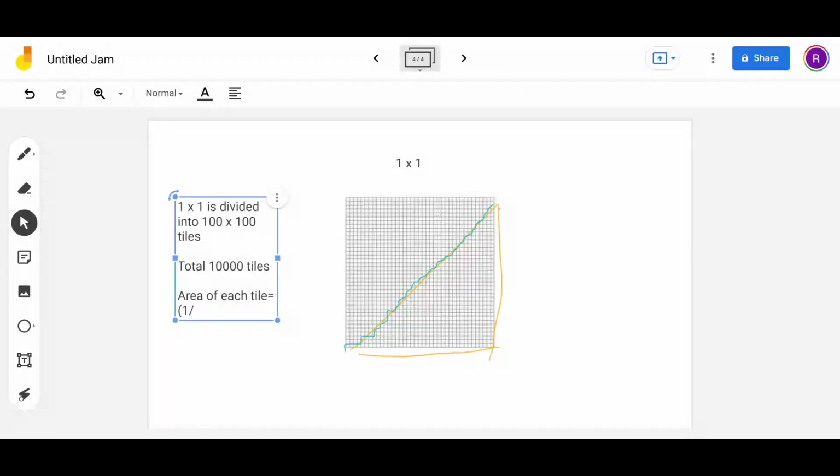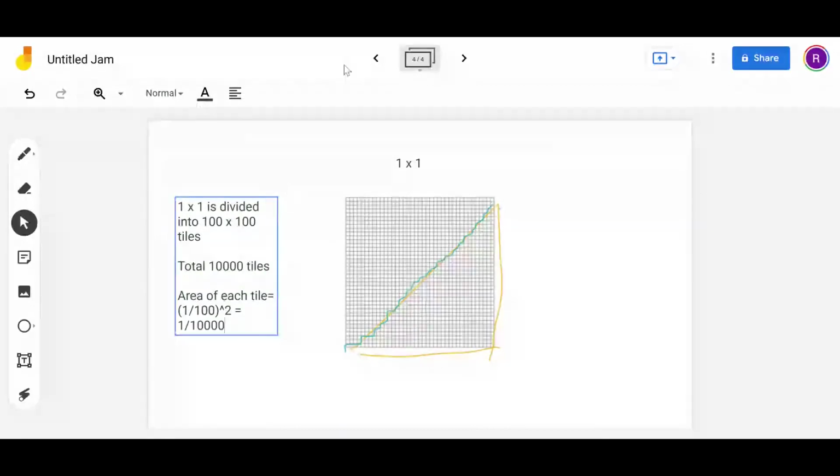Okay. So the area of each tile is 1 divided by 100 whole square. Since I can't draw a square here, I'll just put a caret. This caret means to the power. Which is 1 over 10,000, which is 0.0001. Another way you can say is that the area of this entire square is 1, and there are 10,000 tiles in this, so the area of each tile must be 1 over 10,000. So this is the area of each one.